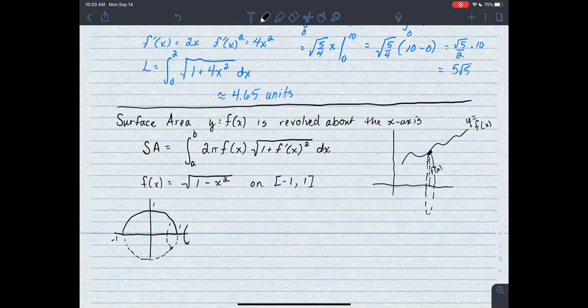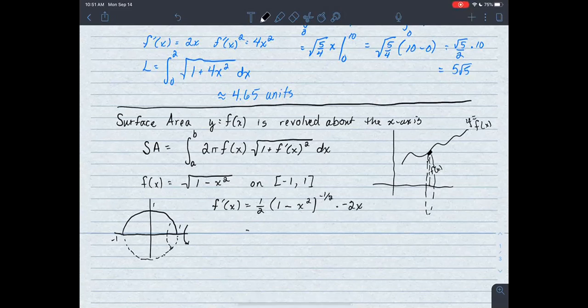All right, so look at our formula, 2 pi f of x. We know f of x, so we're good there. Then times the square root of 1 plus f prime of x squared. Okay, well, this could get a little bit ugly, but let's do the calculation. F prime of x is 1/2 times 1 minus x squared. Can't change my function in the middle of the game. 1 minus x squared to the minus 1/2 times the derivative of the inside, -2x.